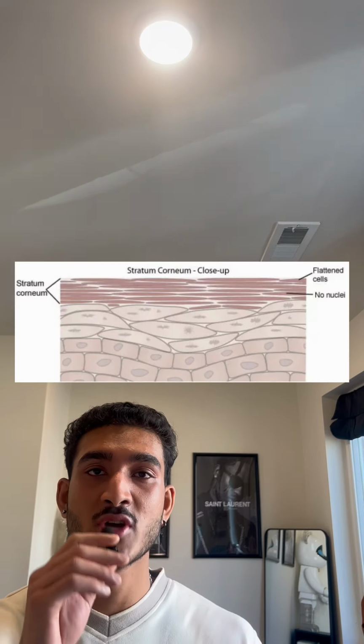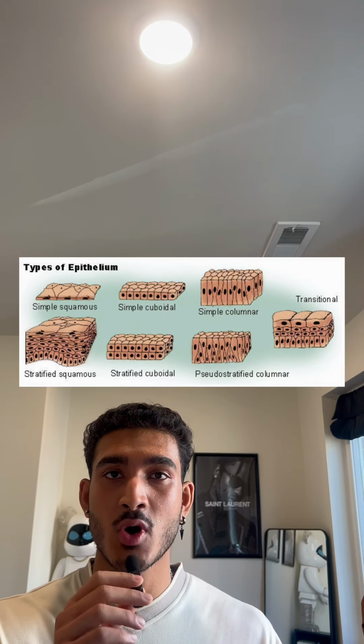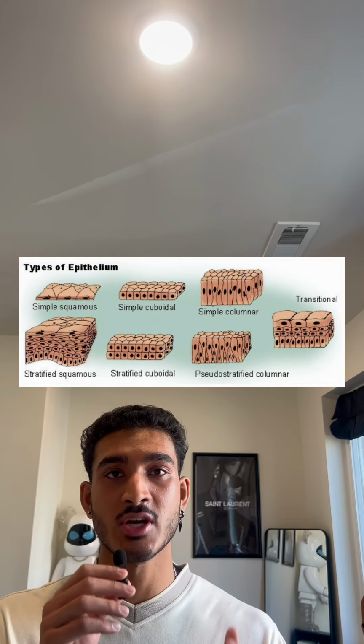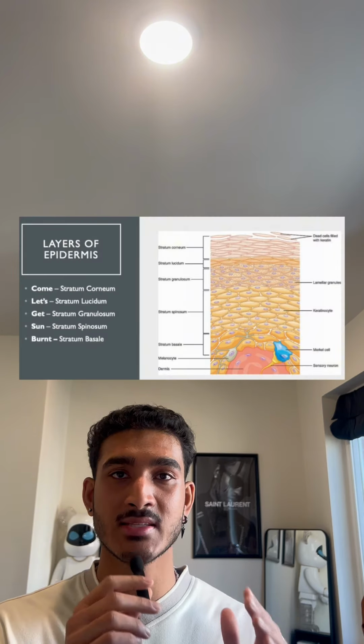And finally, we have the stratum corneum, which is composed of 15 to 20 layers of dead, simple squamous epithelia, which continuously shed off and contribute to the dust buildup in your house. Now, an easy way to remember the epidermal layers is through the mnemonic, "Come, let's get sunburned."